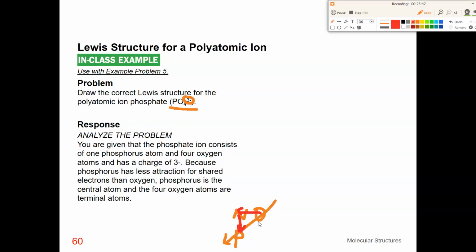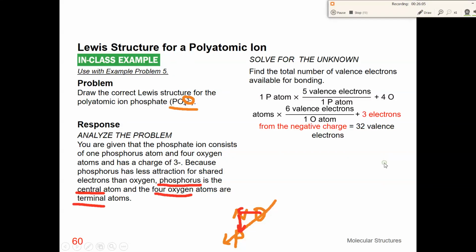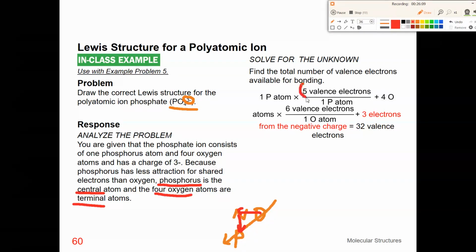An alternative way is you can check the electronegativity. Phosphorus is smaller than oxygen. So in this case, phosphorus is central. So the 4 oxygens are terminal. Then we figure out the total number of valence electrons. So 5 for phosphorus, 6 for oxygen. We have 4 oxygens. Don't forget this.